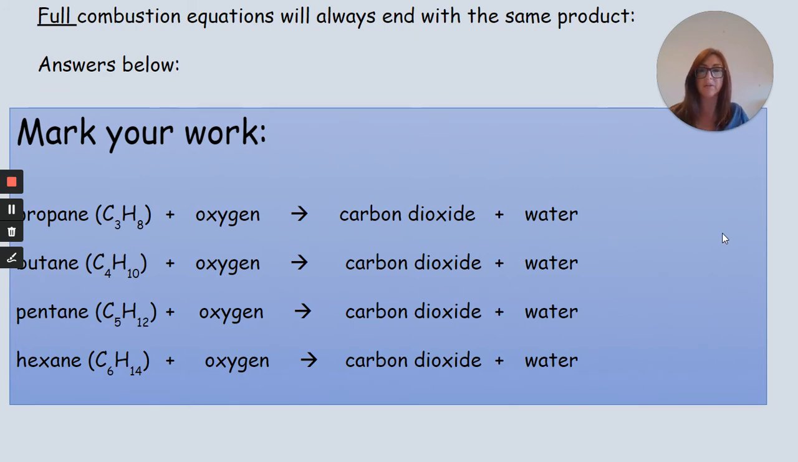So what you should have had is, for full or complete combustion equations, you always end up with carbon dioxide and water, regardless of what the hydrocarbon is, like I said earlier. So you should have exactly the same products. The difference would be if it was a symbol equation and you were asked to put the products in, but also balance the equation. If you look at the different hydrocarbons, you can see they have different amounts of carbon and hydrogen atoms. So when you balanced it, you would have a different number of carbon dioxide and water molecules. So it would just be the difference in that there.